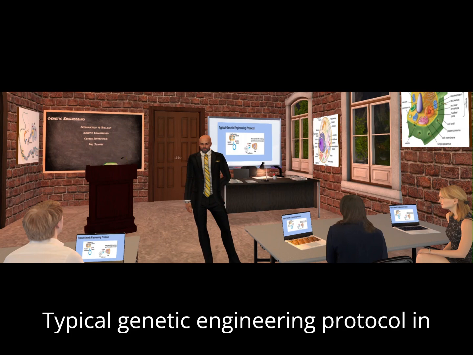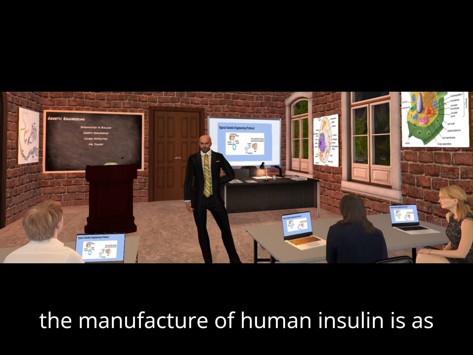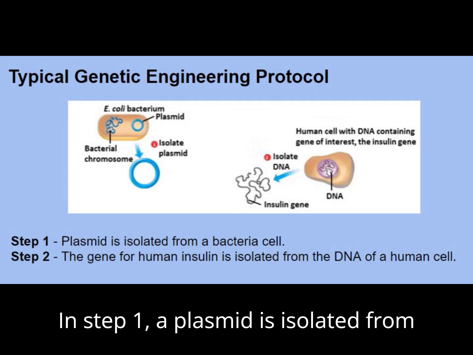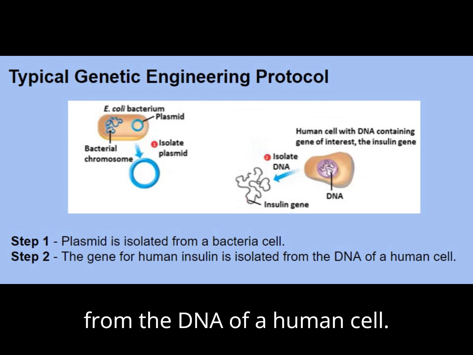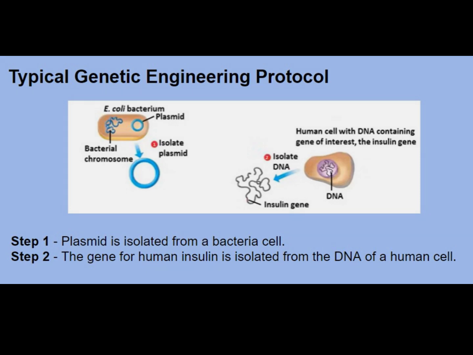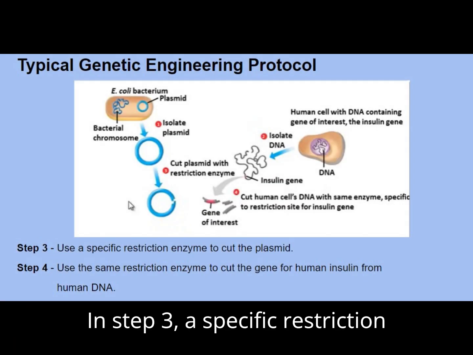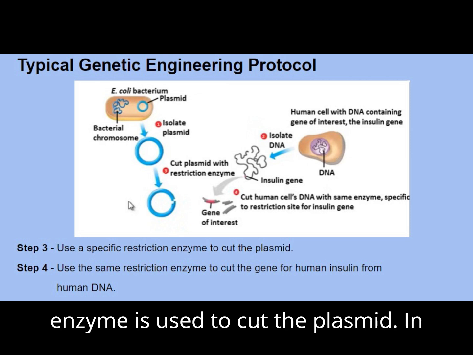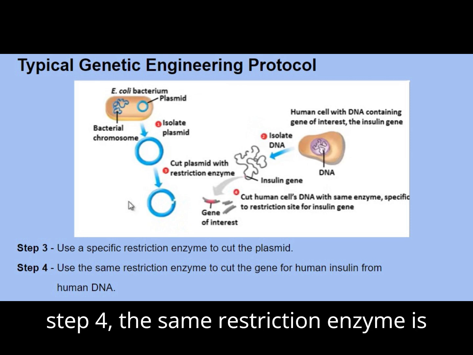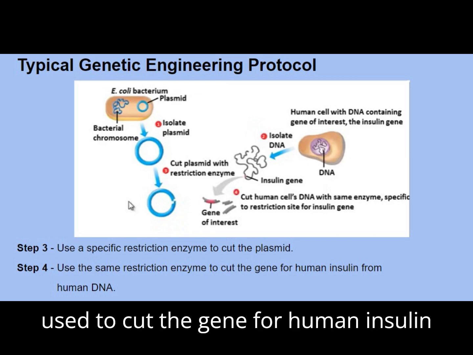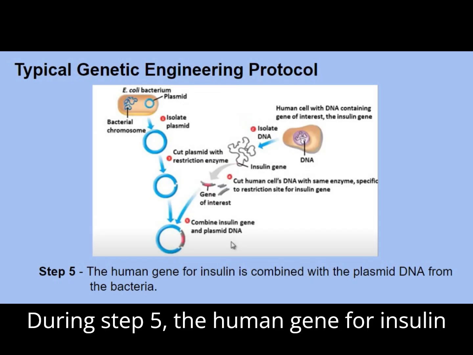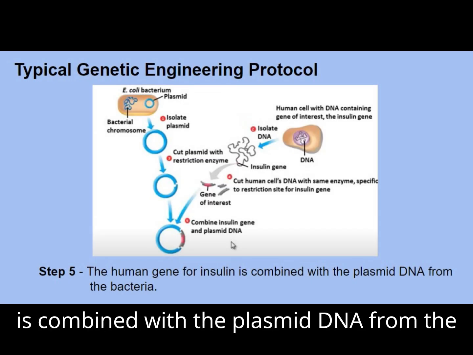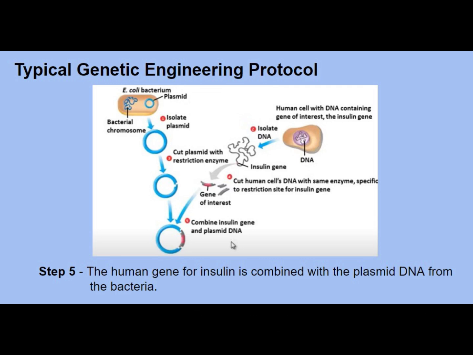Typical genetic engineering protocol in the manufacture of human insulin is as follows. In Step 1, a plasmid is isolated from a bacteria cell. In Step 2, the gene for human insulin is isolated from the DNA of a human cell. In Step 3, a specific restriction enzyme is used to cut the plasmid. In Step 4, the same restriction enzyme is used to cut the gene for human insulin from the human DNA strand. During Step 5, the human gene for insulin is combined with the plasmid DNA from the bacteria.